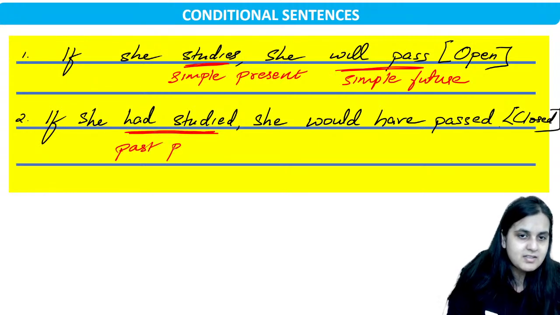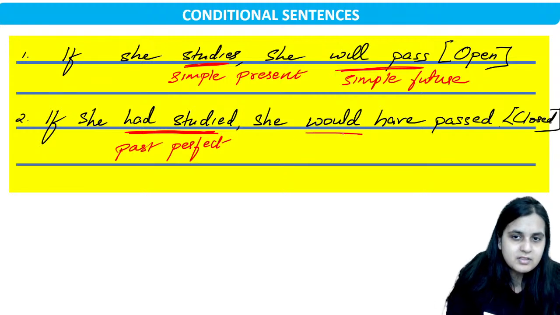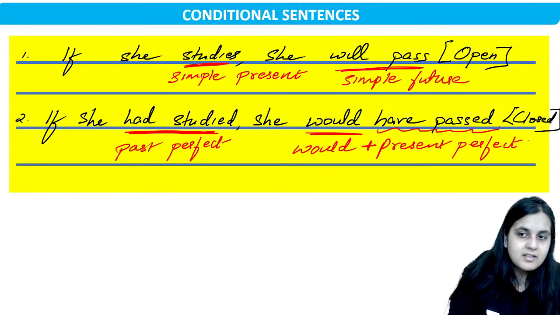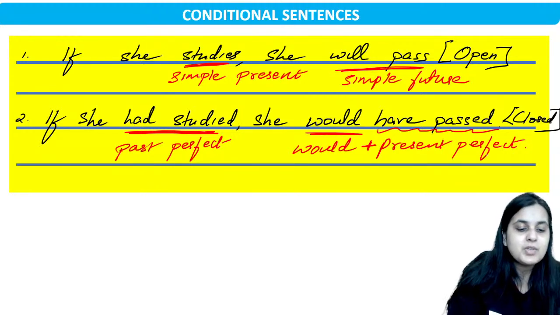If she had studied, past perfect tense, she would. It's very important, guys. Look, when the possibility is still there, you use will. When it gets closed, you use would. Would have passed. Have passed is present perfect. Got it? Did all of you understand this? Yes, if she had studied, she would have passed.